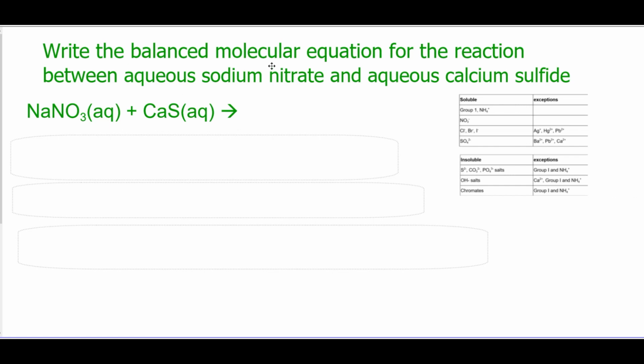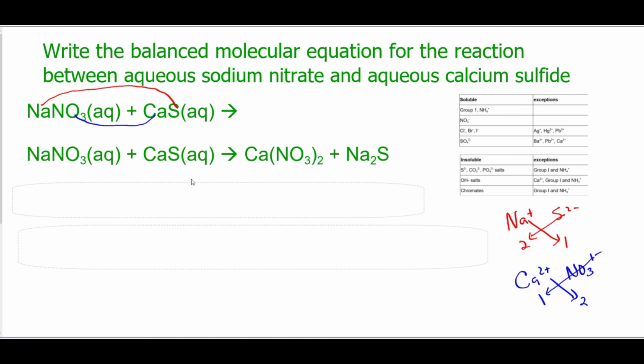I've written the formulas, crossing sodium with nitrate and calcium with sulfide, and now I need to figure out what my products are going to be. So I'm going to cross sodium with sulfide and calcium with nitrate. So now I have my products, and I need to balance my equation. So working through, I see I have 2 sodiums on this side and only 1, so I'm going to have to put a 2 in front of there. That will give me 2 nitrates. The calcium's okay, and the sulfide's okay.